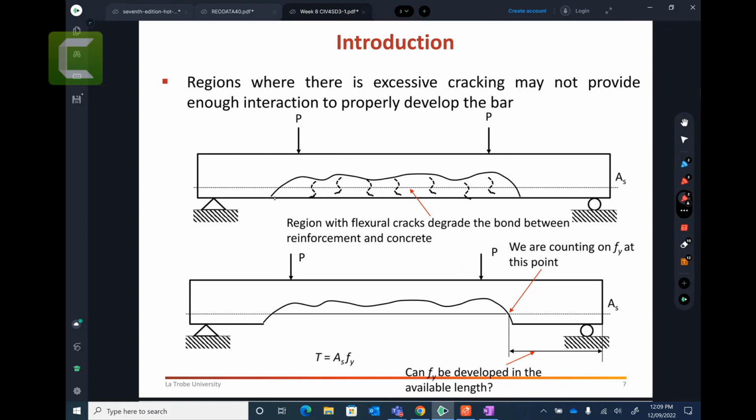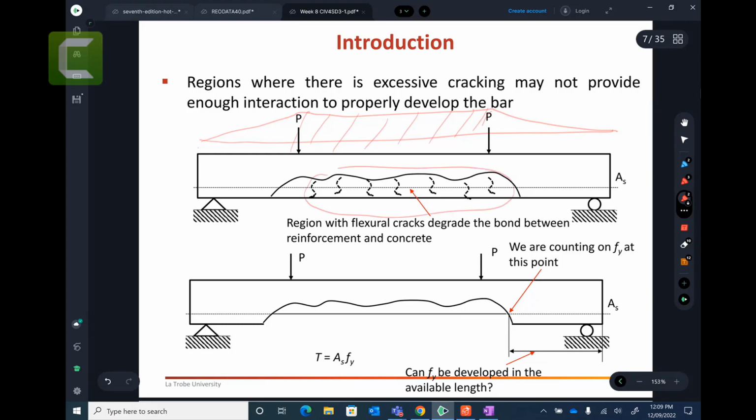So let me explain this one. When you have a crack, when you load this, what would be the bending moment diagram? The bending moment diagram would be like this. This is the bending moment diagram. So in this region of constant bending moment, you will have flexural cracking. When you have flexural cracking, you will not have bond between the reinforcement and concrete.